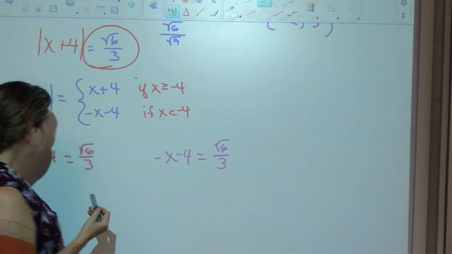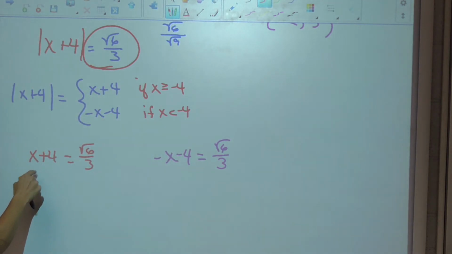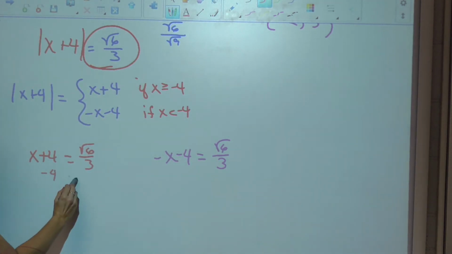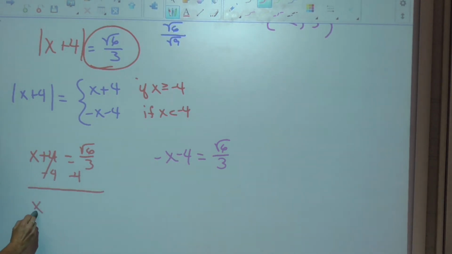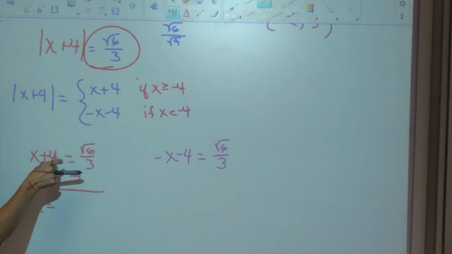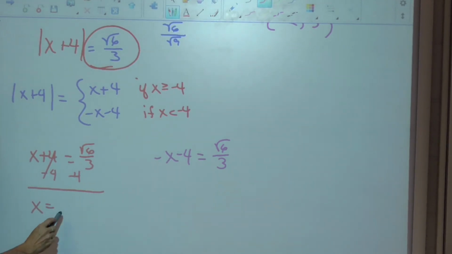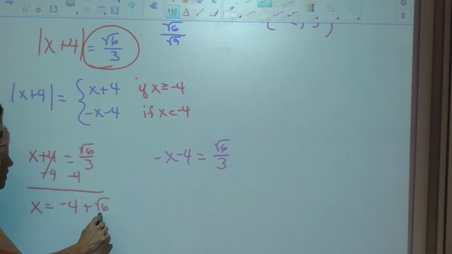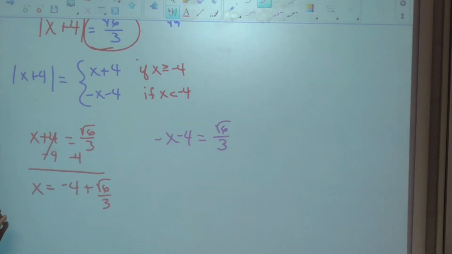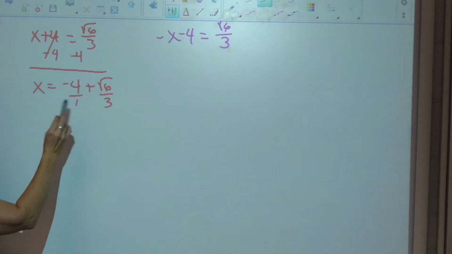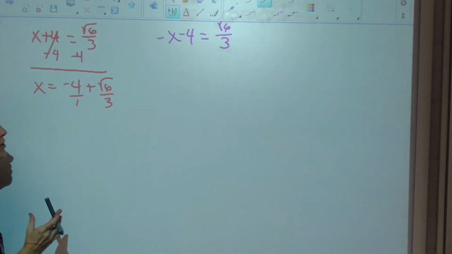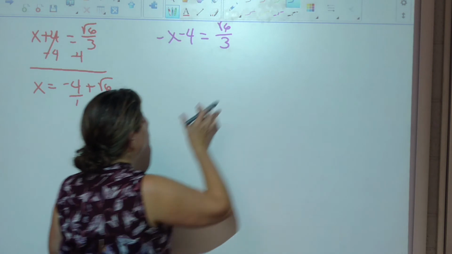When I solve each of those now, I'm simply going to subtract 4, and normally you'll see the answers written with the non-radical number first, so I would see the -4 plus root 6 over 3. There's nothing really wrong with that answer, but a lot of times you'll see them combine those two also, so they would find a common denominator of 3.